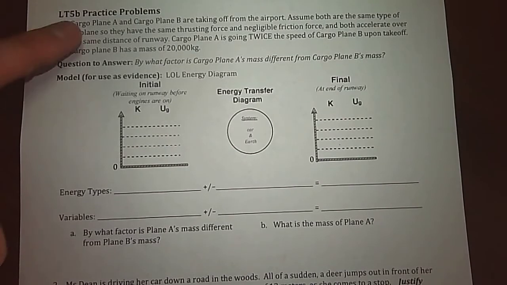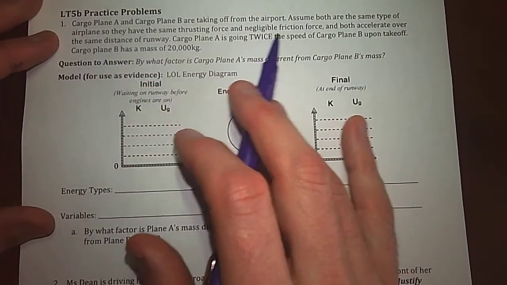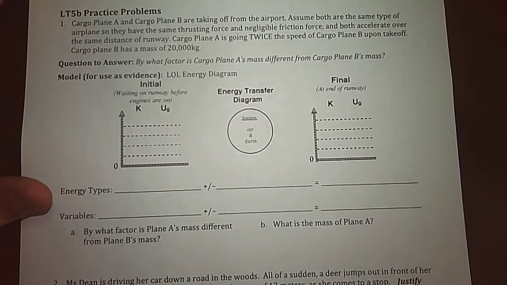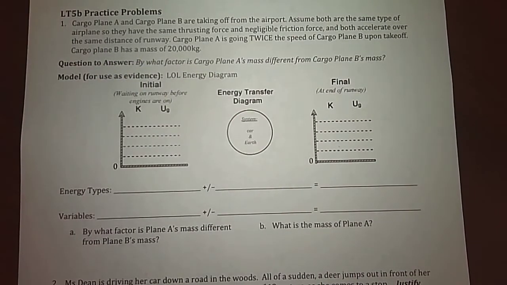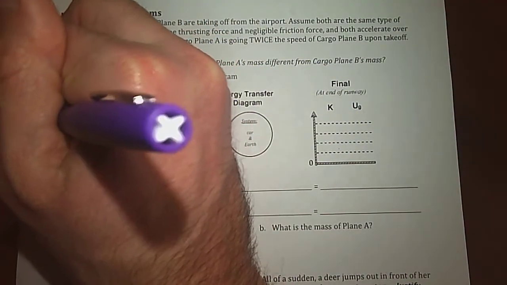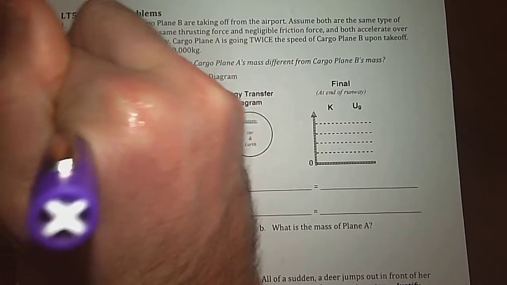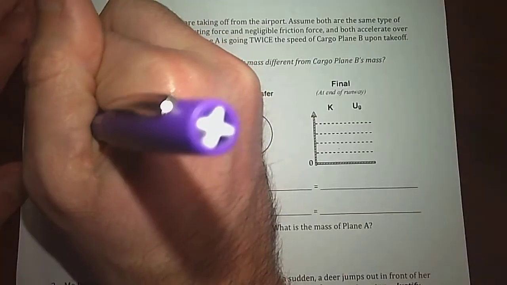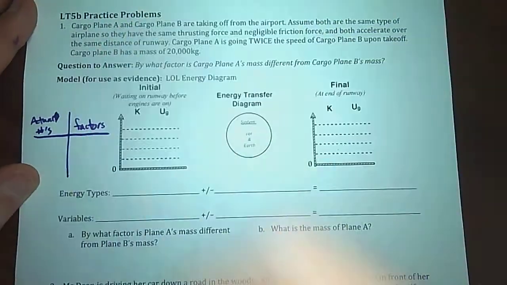So cargo plane A and cargo plane B are taking off from the airport. Assume both are the same type of airplane, so they have the same thrusting force and negligible friction force. And both accelerate over the same distance of a runway. So really quickly, I'm realizing I'm working with proportional reasoning, so it's going to be really helpful to make that chart where we have actual values, actual numbers, and then factors. Remember, actual numbers have units behind them. Factors are things like, it's the same, or it's twice as much, or half as much.